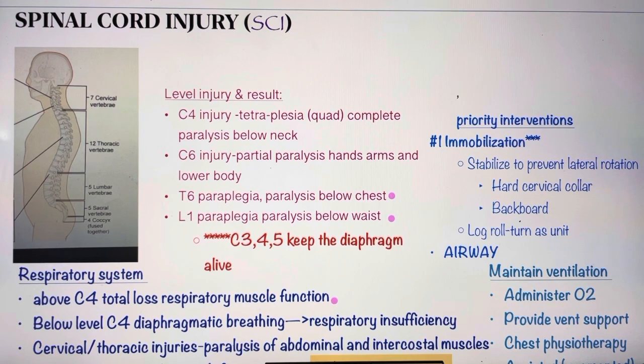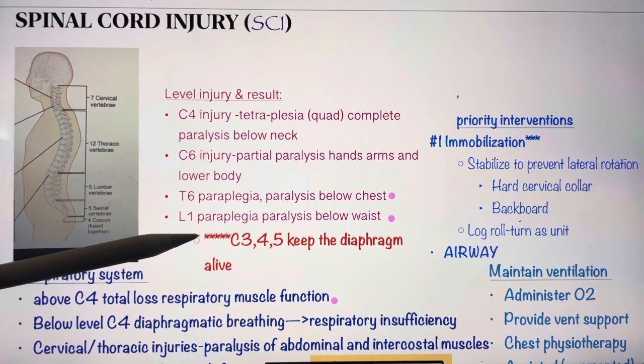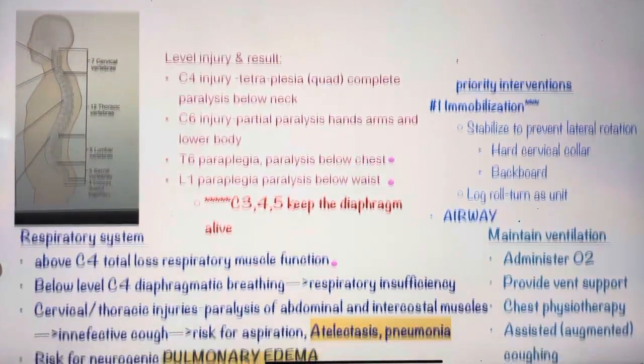to be the priority. So C6 injury is partial paralysis, as it would be anything below the injury, so the hands and arms and the lower body, with basically below the chest. And then an L1 injury is paraplegia below the waist, so that would be the legs. So one little trick I use to remember this that a friend taught me is C3, 4, 5, keep the diaphragm alive. So anything around that, you automatically want to think breathing.